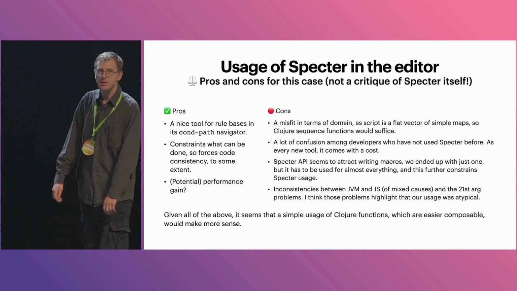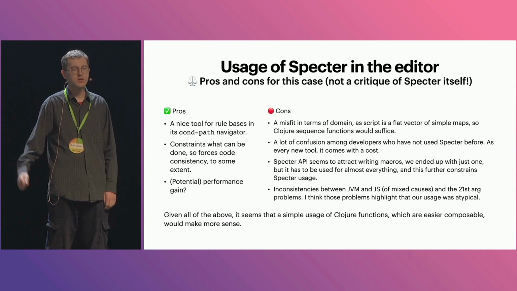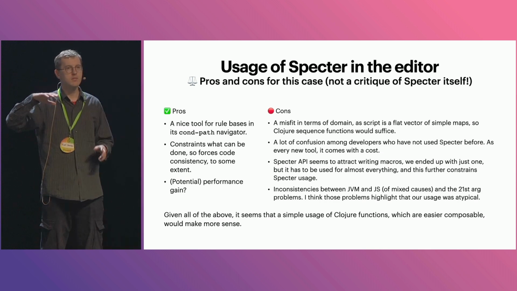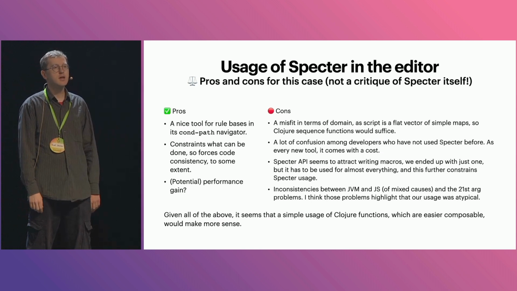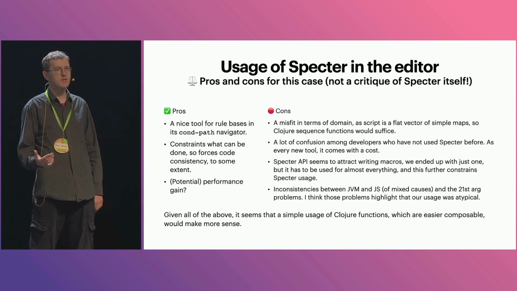And don't get me wrong, I like Specter. What I'm saying here is just about our usage of Specter. Specter is great for processing deeply nested data structures, when you have a vector inside a vector, and then a map and a vector. But our data structure was flat. It is just a vector of maps. So that wasn't a good fit, and Specter brings some mental overhead in terms of understanding it. It's almost like a different language.